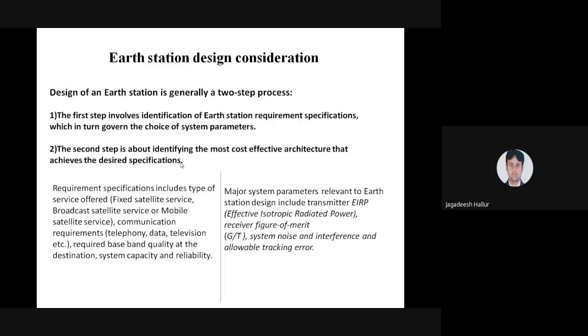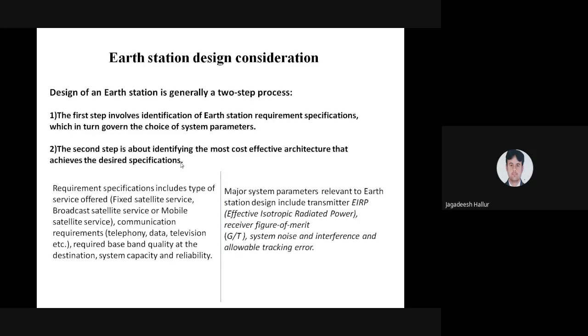Which are the services you have seen previously. While designing the Earth station, they are going to decide which services it is going to give. That is, we have seen in types of Earth station: one is fixed satellite service, second, broadcast satellite service, and mobile satellite service. These are some of the services. And which are the communication requirements we require once we launch a satellite? One is telephone, one is data, one is television, and many more.